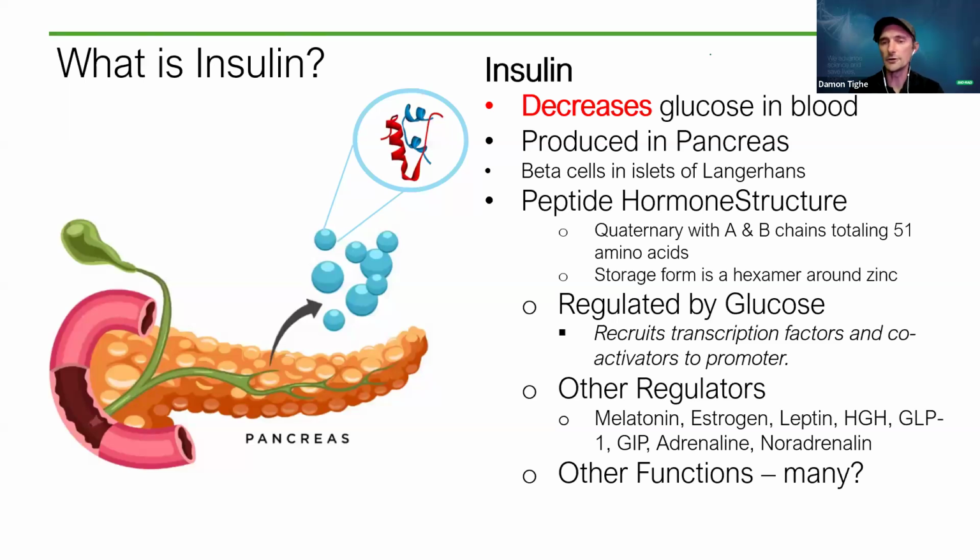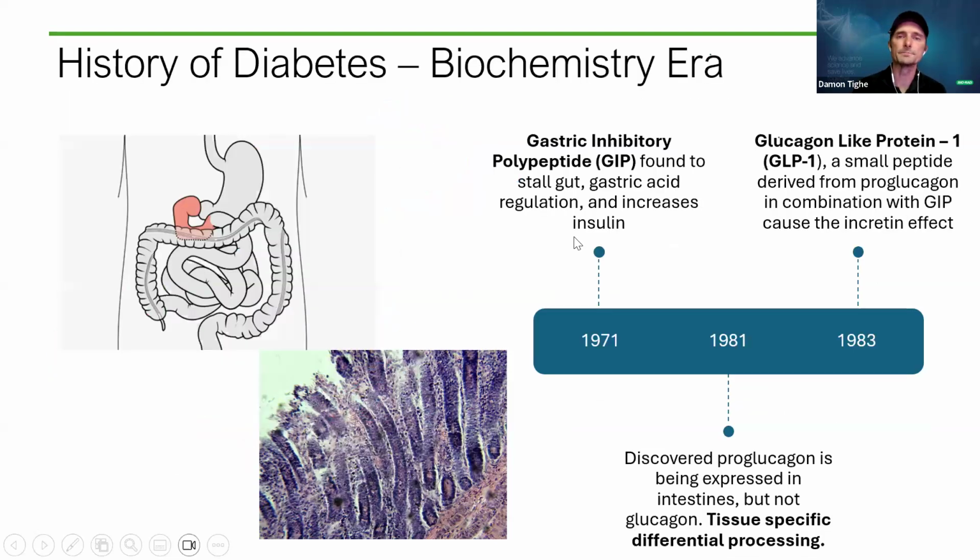It's regulated by glucose, which recruits transcription factors and coactivators to a promoter that help drive its production. But it has a lot of other regulators that modify how much is being released, everything from melatonin to estrogen to leptin to human growth hormone, GLP-1, GIP, adrenaline, and noradrenaline. And just like the other one, any hormone, because it can go out and touch all these different tissues, has a lot of functions. We know a lot of them, but I'm sure there are still other ones we will find as we continue to play with these systems.